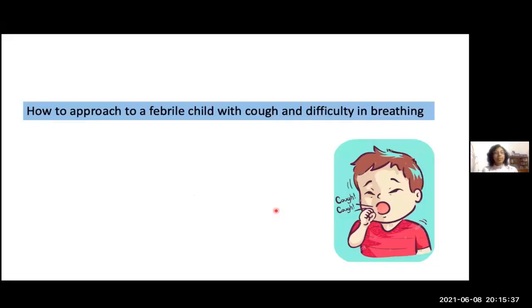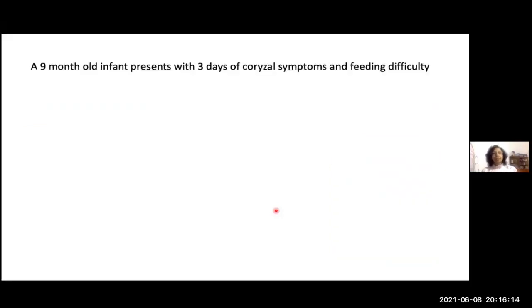So first we look at how to approach a febrile child with cough and difficulty in breathing. Now the presentation with fever, cough and difficulty in breathing in an infant, the conditions that occur in infancy are different from what occurs in preschool children and older children. Right. So we'll first see what are the infective conditions that present with fever, cough and difficulty in breathing in young children. So I will give you a case scenario like this.